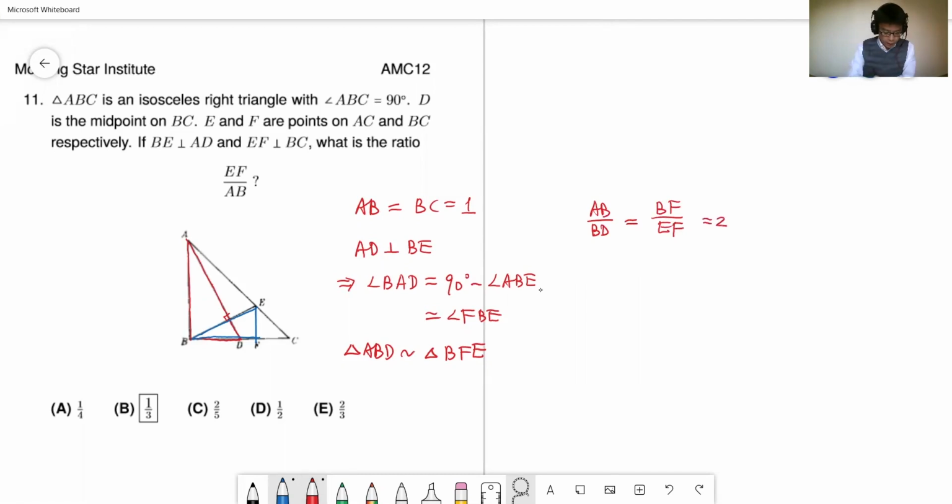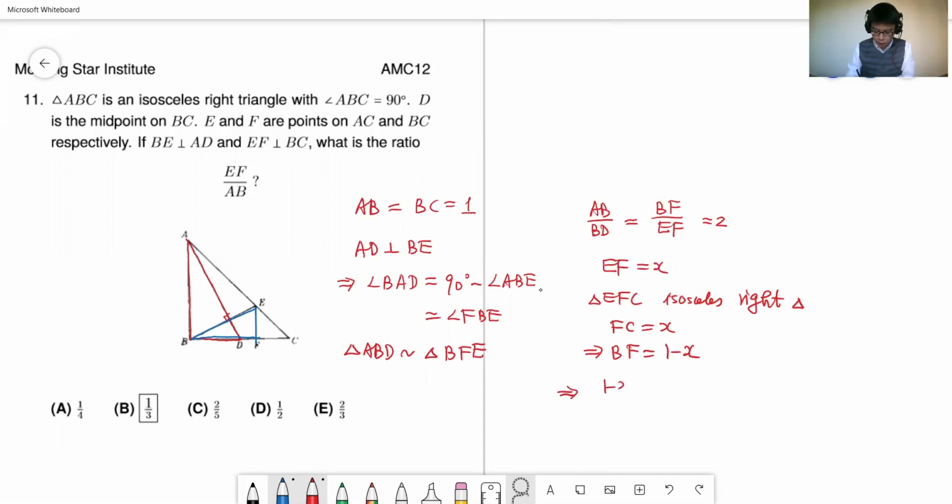Okay, let's assume EF to be X. And the triangle EFC is also an isosceles right triangle. So FC is also equal to X. That means we have BF equals BC minus X, so it's 1 minus X. So from the above equation, we see that BF over EF, which is 1 minus X over X, equals 2. From here, you can solve X equals 1 over 3. And of course, the answer EF over AB is 1 over 3. The answer is B.